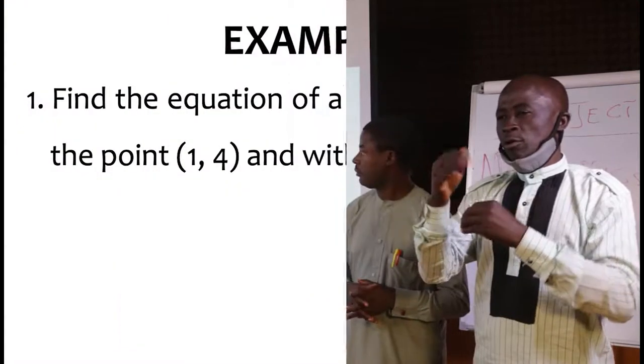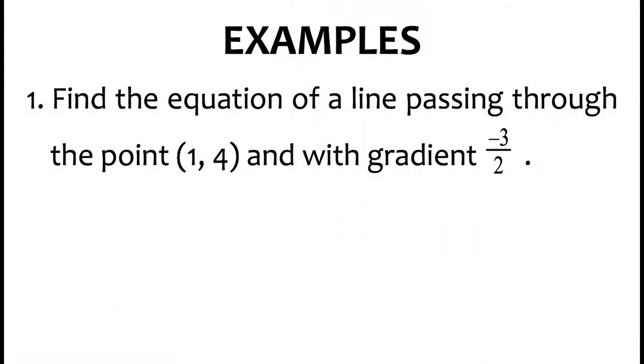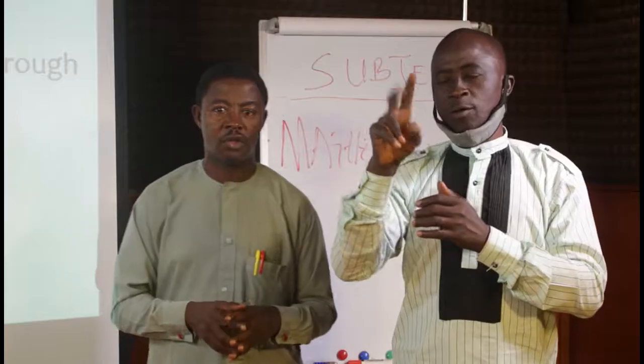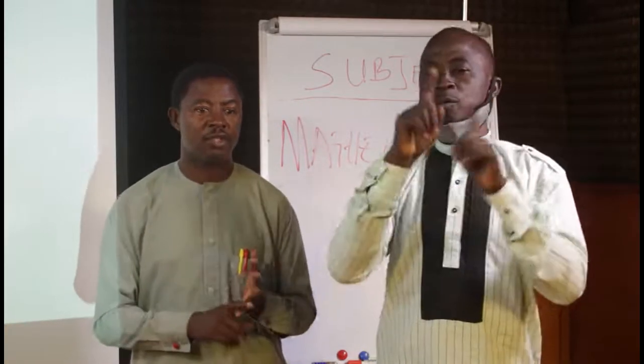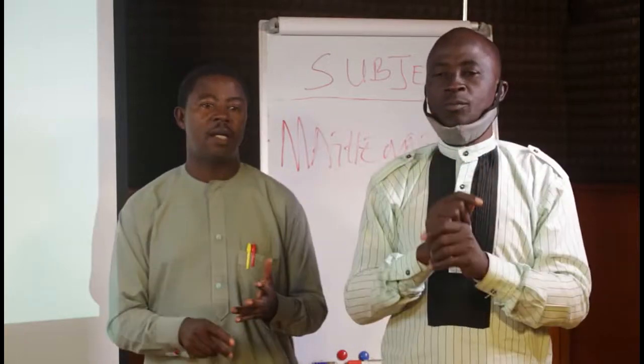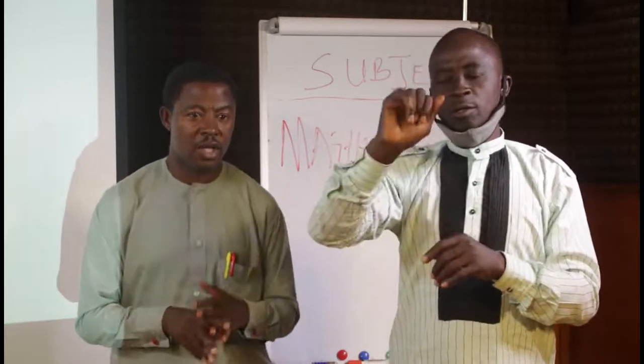Question 1. Find the equation of a line passing through the point (1, 4) and with gradient minus 3 over 2. Solution. Now the equation passes through a given point and the gradient was also given.